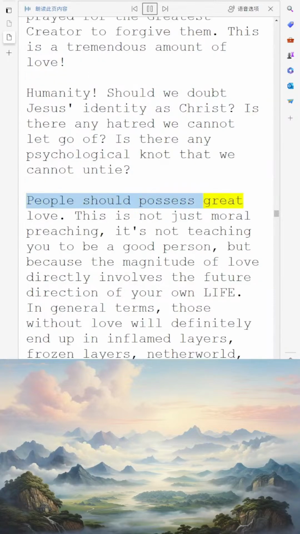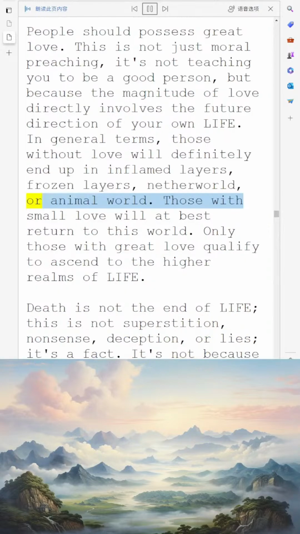People should possess great love. This is not just moral preaching, it's not teaching you to be a good person, but because the magnitude of love directly involves the future direction of your own life. In general terms, those without love will definitely end up in inflamed layers, frozen layers, netherworld, or animal world. Those with small love will at best return to this world. Only those with great love qualify to ascend to the higher realms of life.